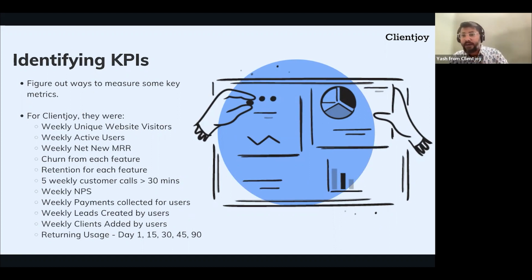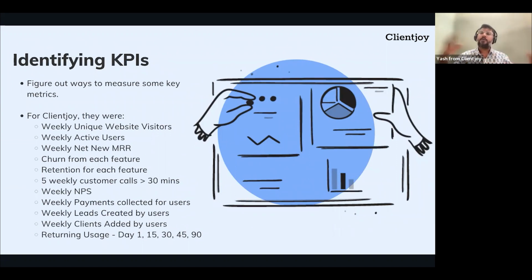And you may have participated in a lot of NPS surveys, in case you've not implemented it. A lot of times you'll be using a product and it will say, how likely are you to recommend this product to your friends or colleagues? And you just put in an 8 or 5 or 7 or whatever the case may be. And that is measuring weekly NPS. Weekly payments collected for users, which is something that we stopped measuring now. Weekly leads created by the users, weekly clients added by the users, and returning usage.